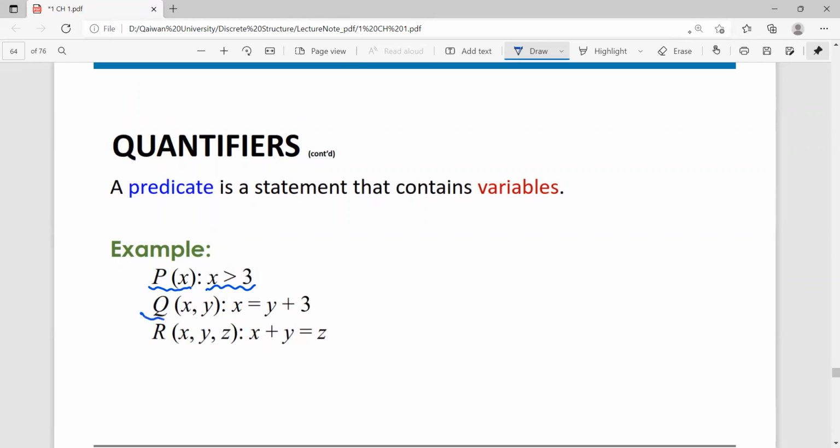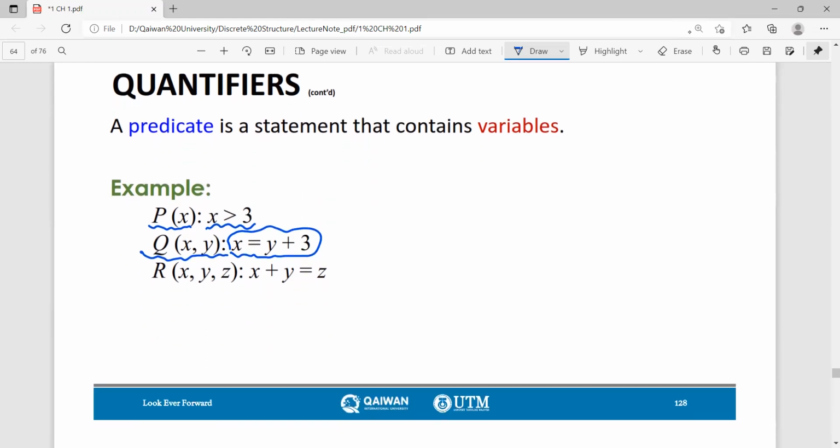For example, Q of x, y. In this proposition, we have 2 variables, x and y. We say x equals y plus 3. And also R of x, y, z. It's also a proposition with 3 variables, 3 unknowns. We have x plus y equals z. These are quantifiers. If we have variables in the propositions, we say that is a quantifier.